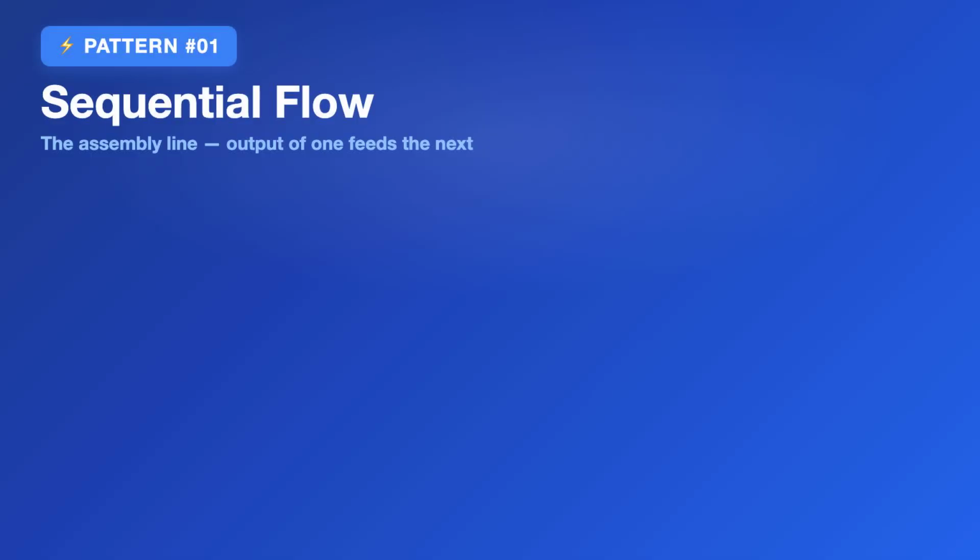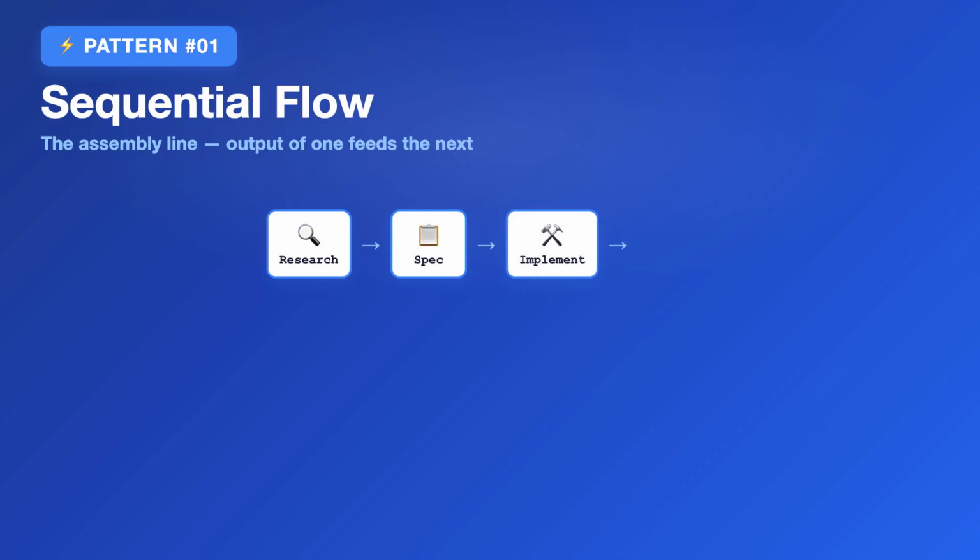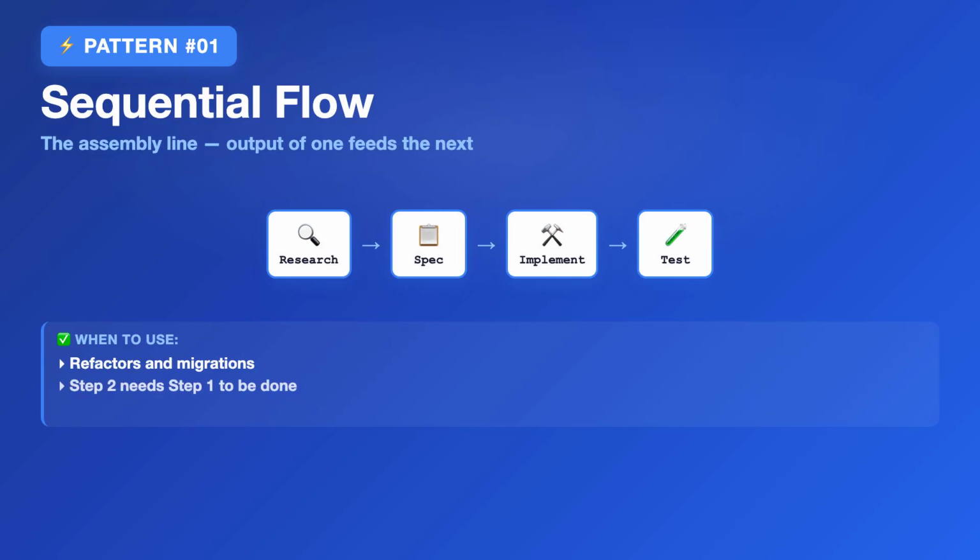Pattern number 1, sequential flow. This is the simplest pattern. One agent finishes. Its output feeds the next. Like an assembly line, research becomes spec. Spec becomes implementation. Implementation becomes tests. Tests become a pull request. Each step is a separate subagent with a clean context window focused on one job.